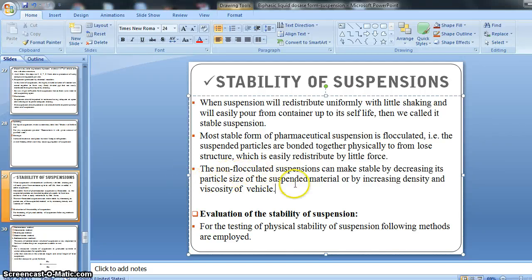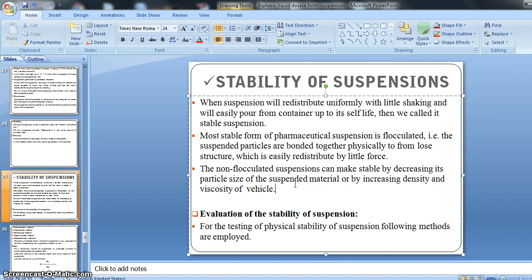Then a non-flocculated suspension, we can convert it into a flocculated suspension by decreasing its particle size, whatever the suspended particles are. If we reduce their particle size, that time also we will make a non-flocculated into a flocculated one.